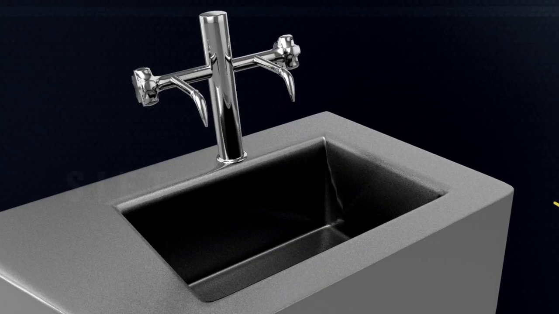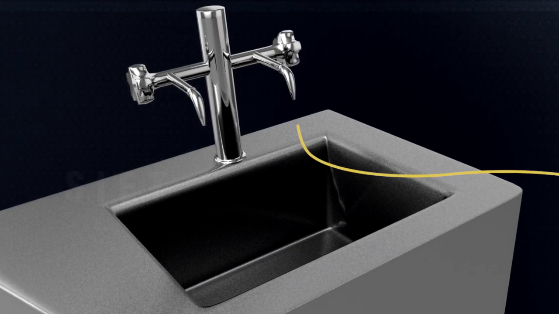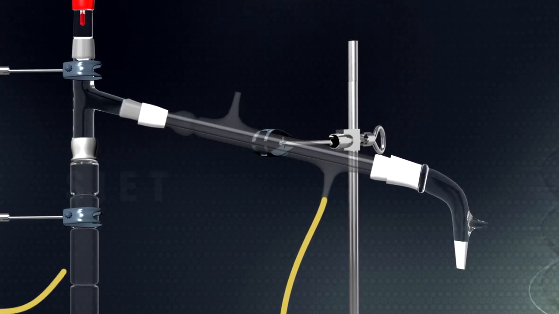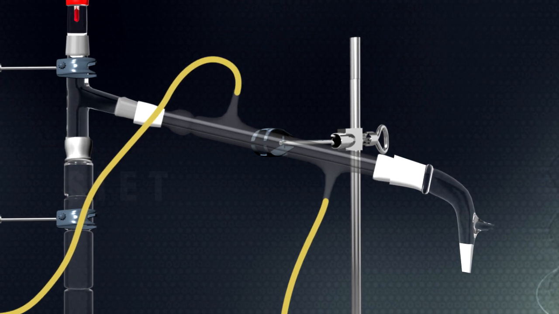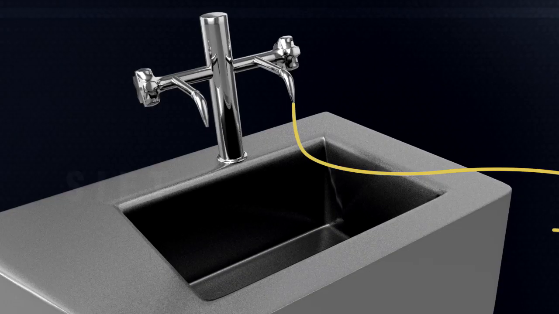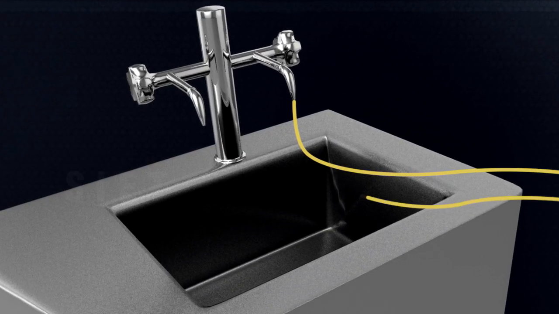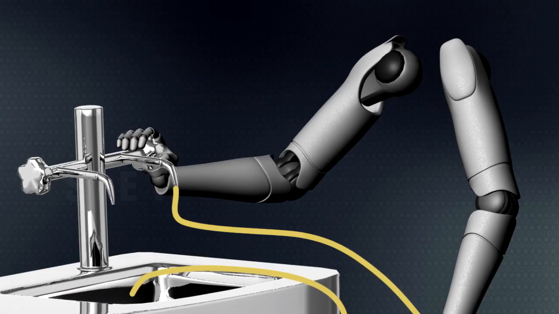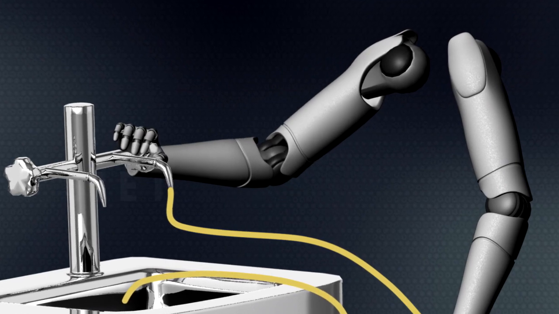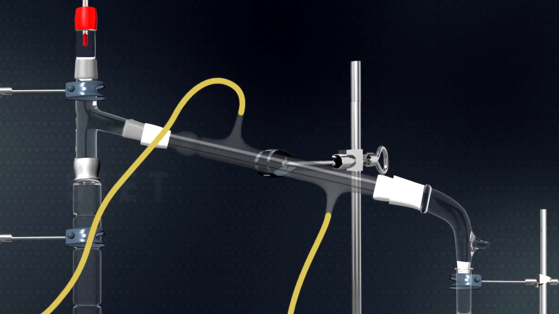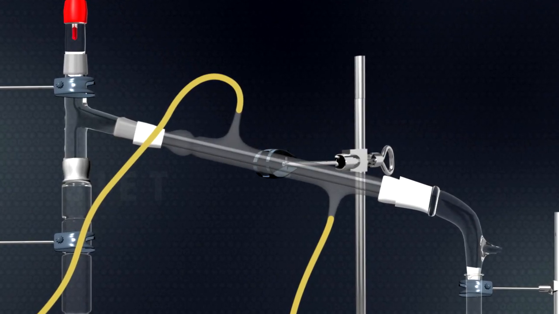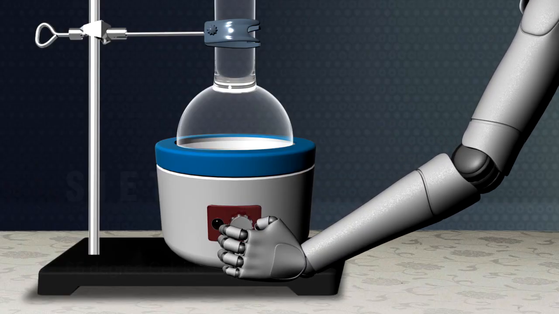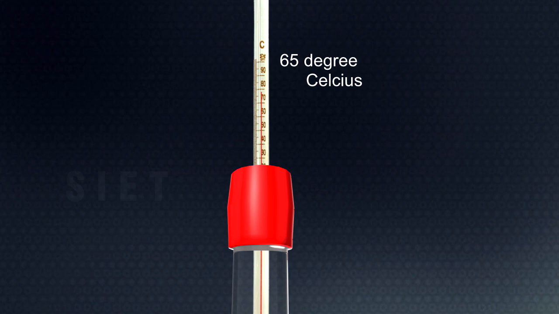Connect a rubber tube between the tap and the inlet of the condenser to allow the cold water to enter. Connect another rubber tube to the outlet of the condenser to pour the hot water from the condenser to the sink. Open the tap so that the water flows through the tube and fills the condenser and then comes out through the outlet. Set the temperature of the heater to 65 degrees Celsius and heat the mixture to boil.